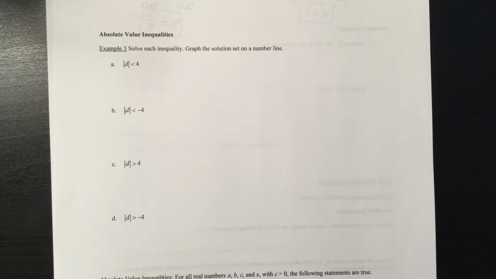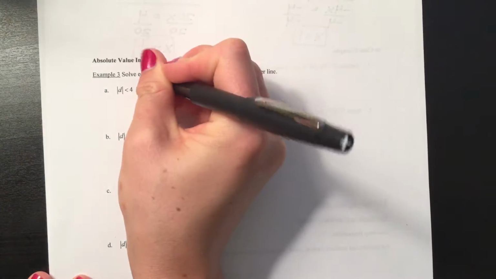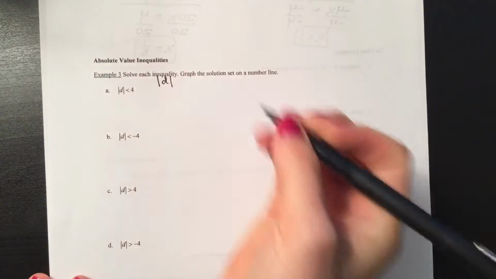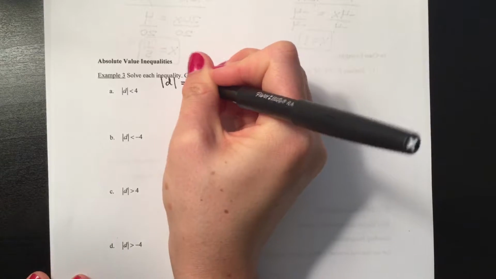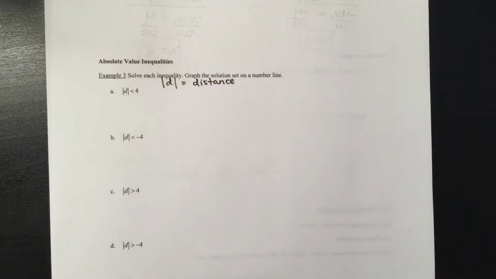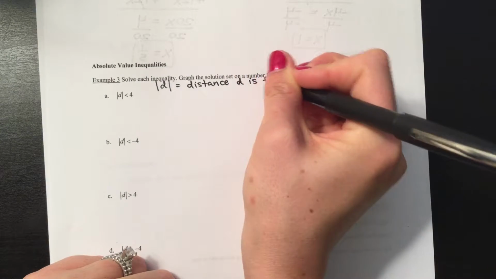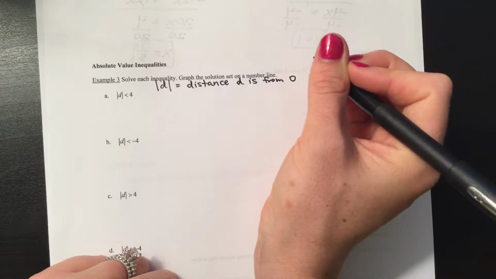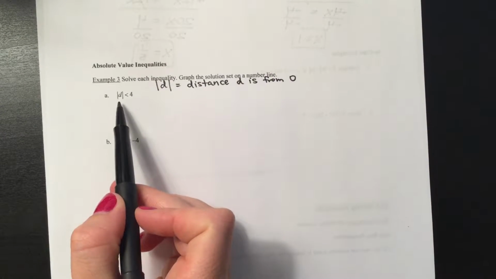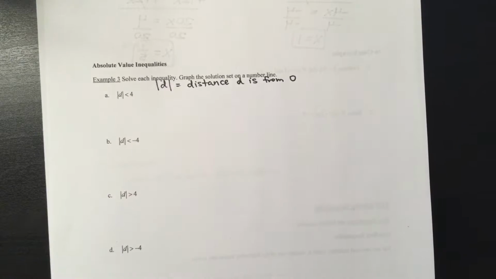So absolute value of D is less than 4. Remember what that means is the distance from 0. Just as a note, every time you see the absolute value of D, remember what that means is the distance D is from 0. So what this means is D's distance from 0 is less than 4 units.